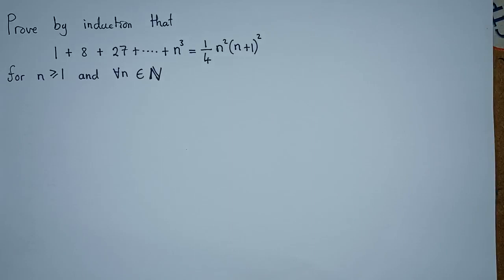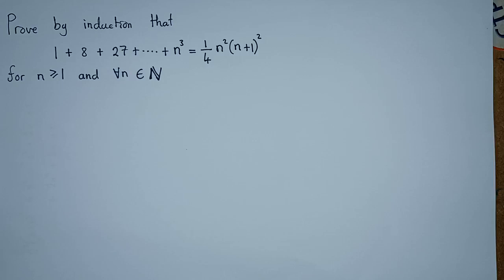Prove by induction that 1 plus 8 plus 27 plus up to n to the power 3 is equal to what we have on the other side. So how can we prove this by induction? To start with, it's important to note that induction is done in 3 steps. I hope we all know that by now. So since induction is done in 3 steps, let's bring out the 3 steps that are supposed to prove this.